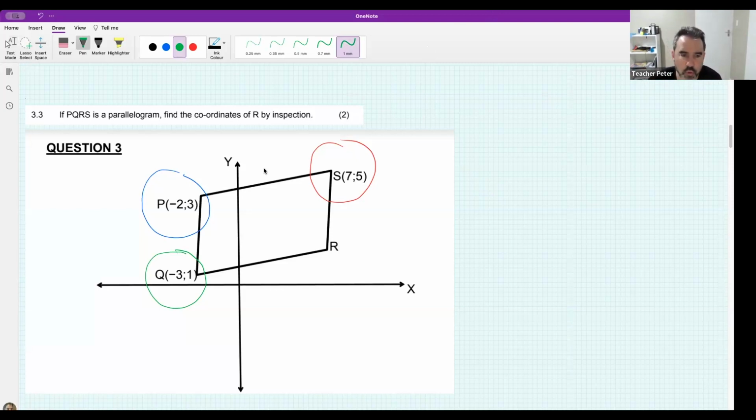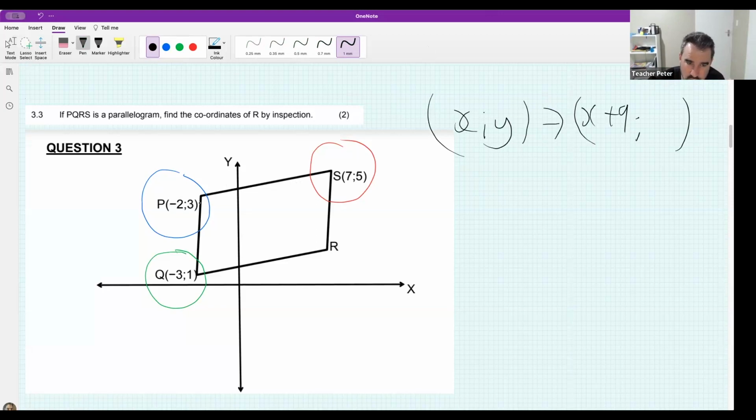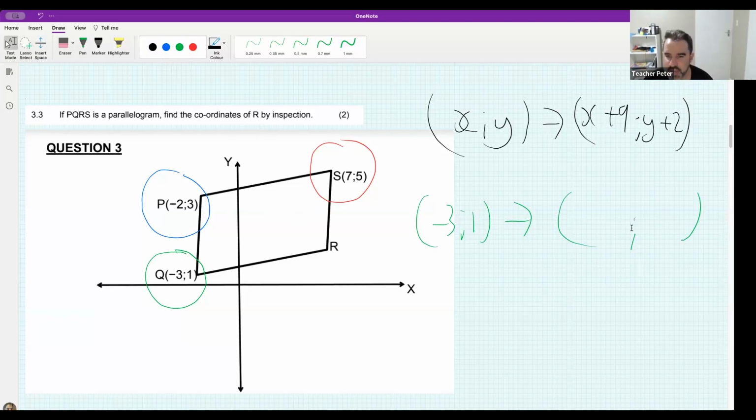Okay, blue to red. So if we go from blue to red, what is the journey that I have to go on? I go from -2 to 7. So I'm actually adding 9 x units. To go from 3 to 5, I add 2. So now if I went from that one, I need to go from -3, 1 to something else. Okay, so what am I going to get for my missing point R?